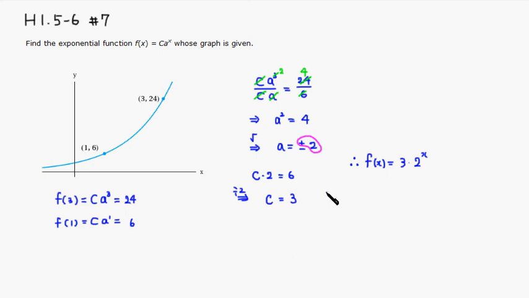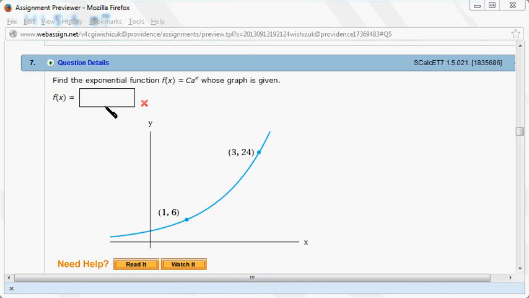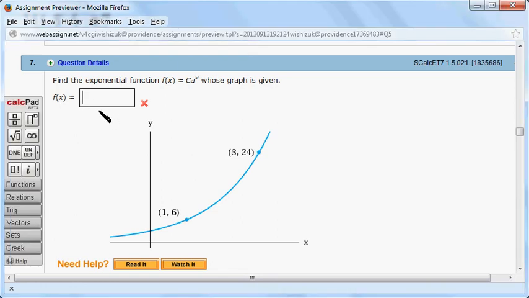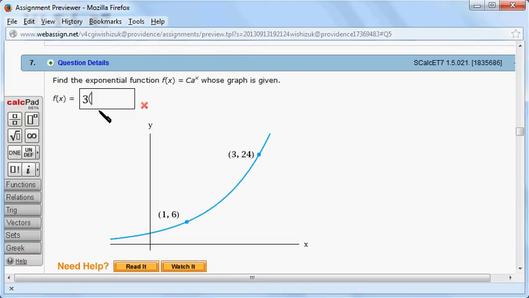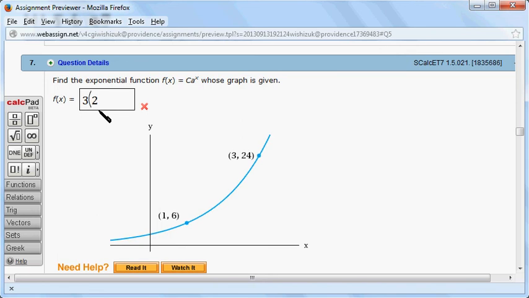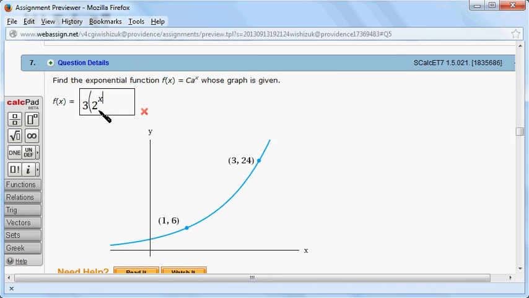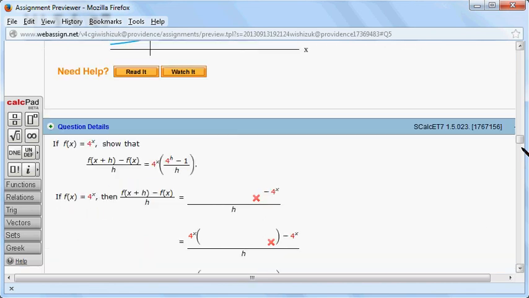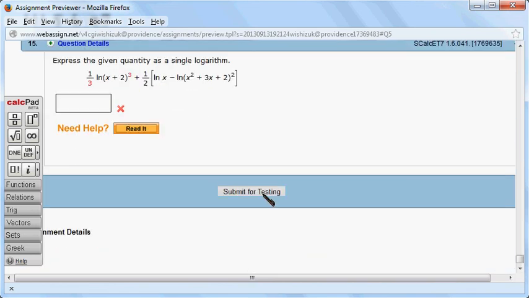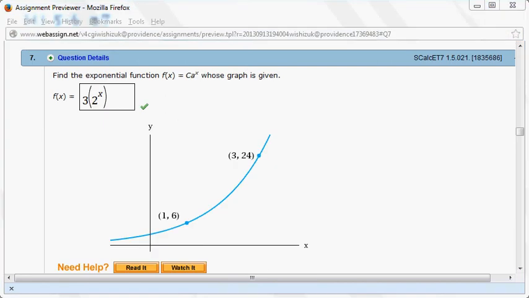Alright, so that's that. Let's type it in. So f of x is 3 times, maybe I'll put the parentheses, 2 to the x. Alright, so let's check. Alright, looks like we got this one correctly. Alright, that's it. I hope that this was clear.